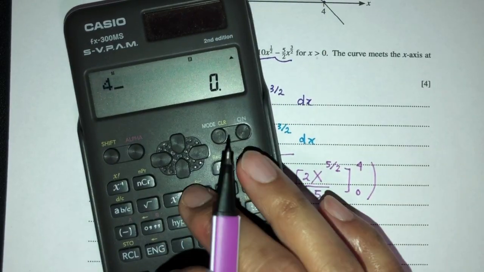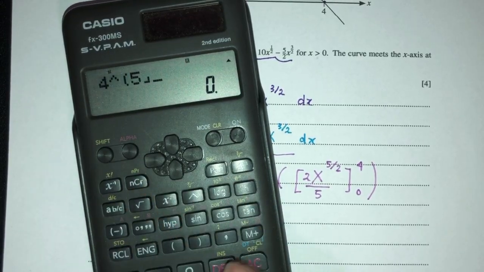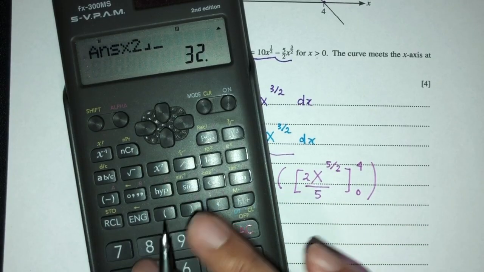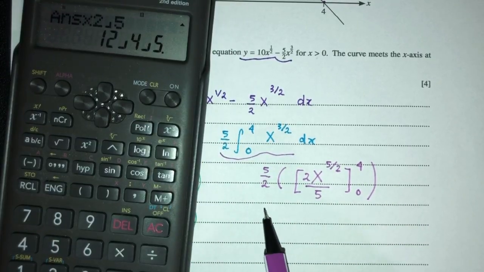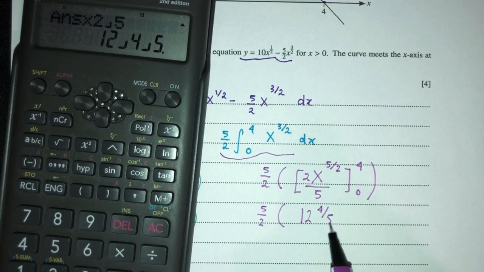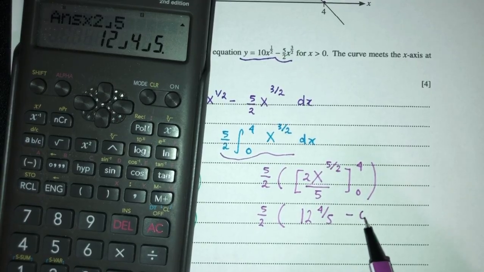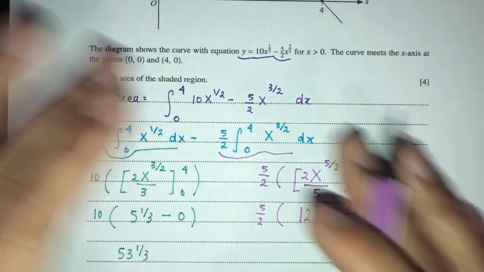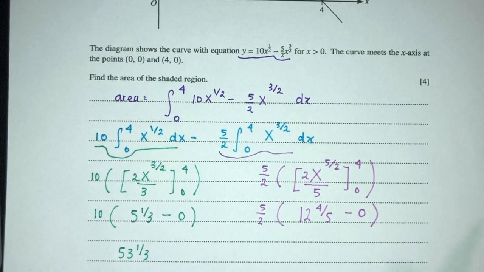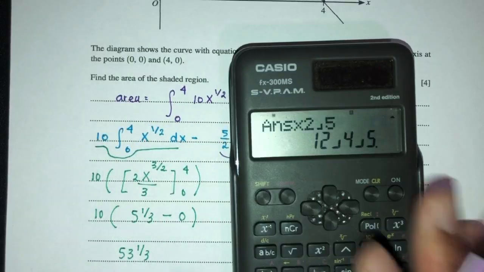So 4 power 5 over 2 will become 32. Times 2 over 5, that will become 12 something. So 5 over 2 here, that will become 12 4 over 5, minus, if you place 0 here, that will become 0. Again, you can do this all together if you want to, because it's not that hard. Or you can break it down into 2 pieces, take your time, slowly integrate and then plug them back in. Now this time, this times 5 over 2, that will become 32.